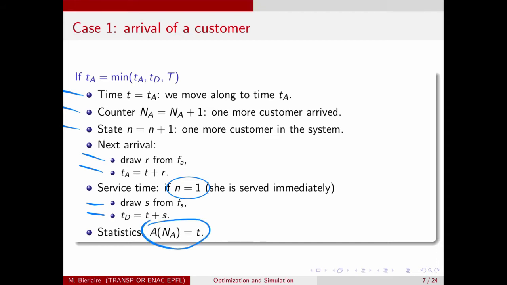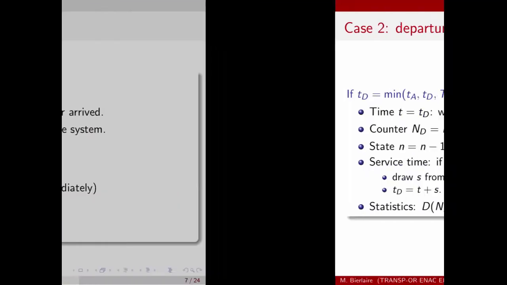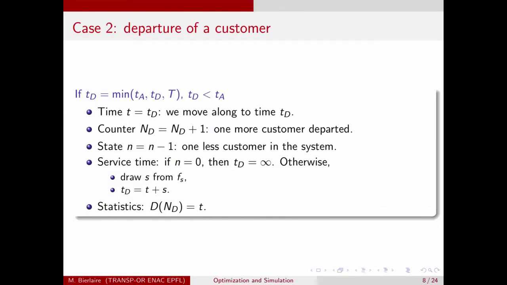Good. We go to the next case, which is the departure of a customer. It means that the first event in the chronological list is the departure of a customer. So again, we move the time to TD. Then we increase the other counter, the counter of the number of people who departed the system. We update the state by decreasing the number of customers in the system, so we have 1 less customer in the system. And then we need to update the event list.